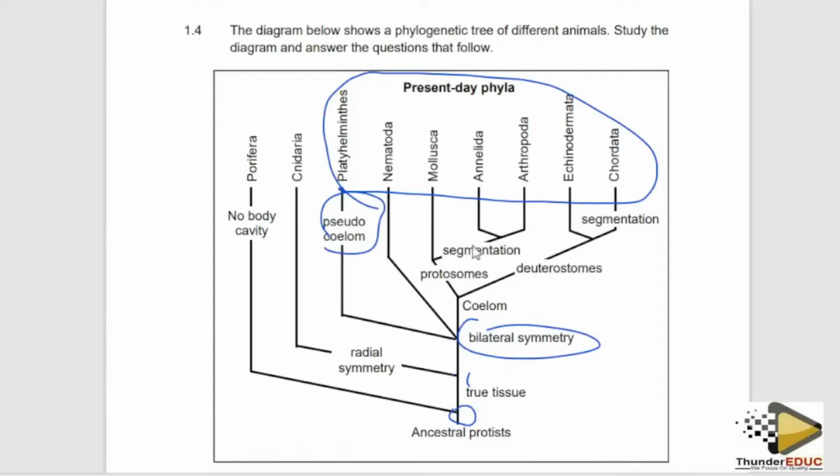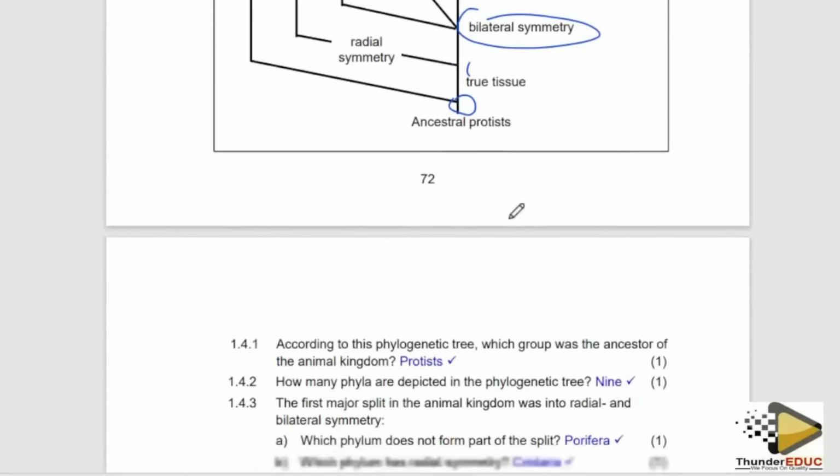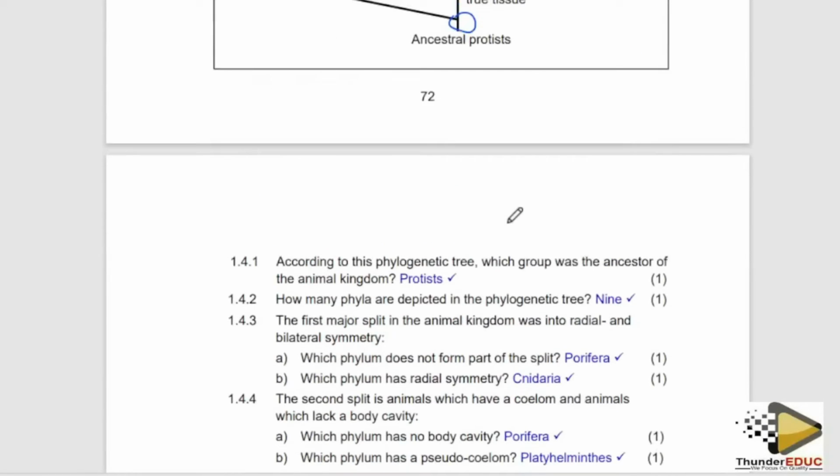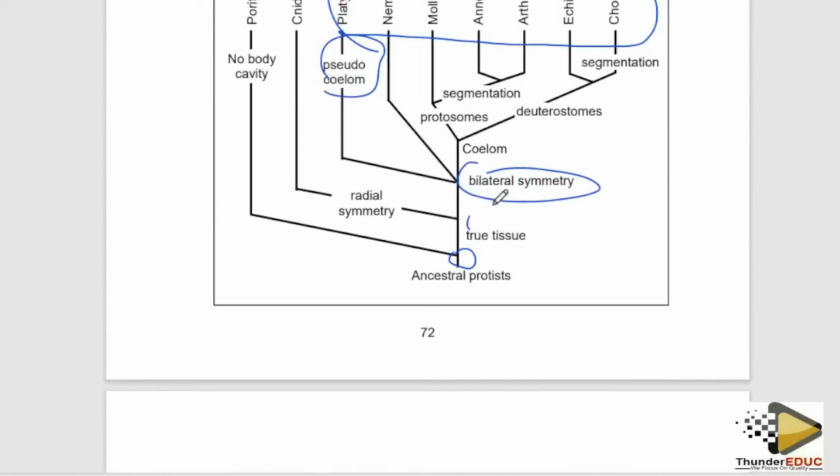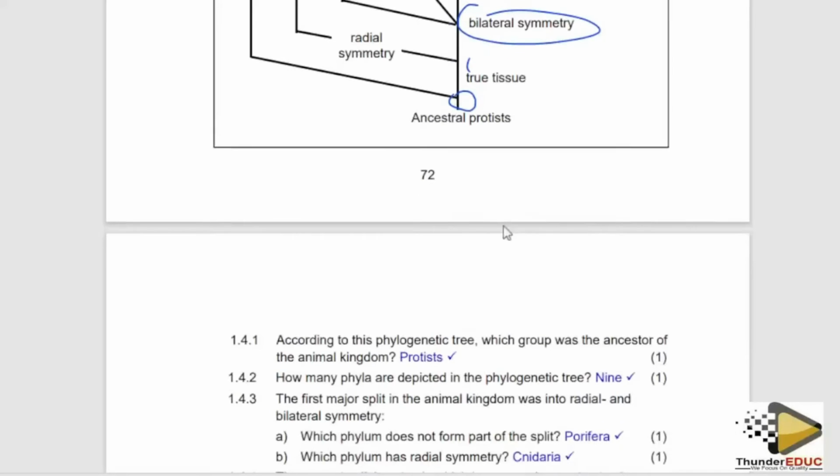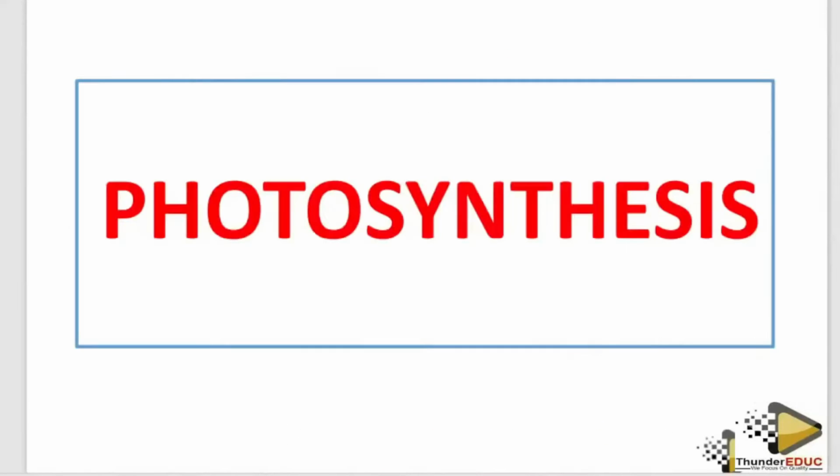So that's why you need to cram. You need to understand. So go and watch Thunder Educ or B. Saidi channel. You'll find those videos. But for now, know how to use the phylogenetic tree. Yeah, the next question is about photosynthesis.